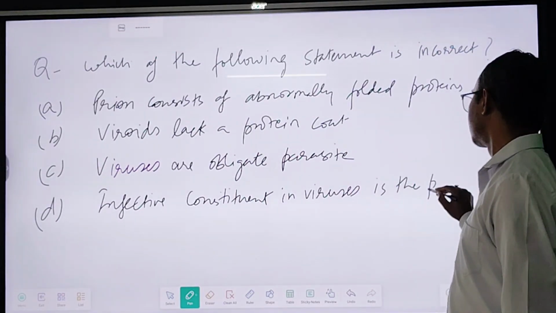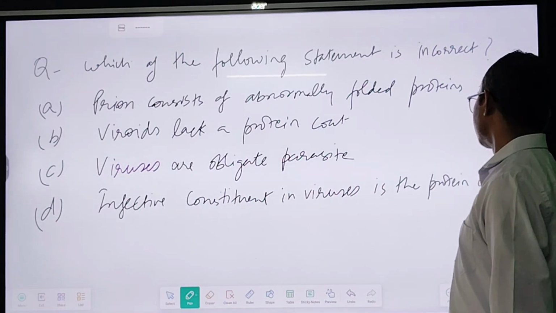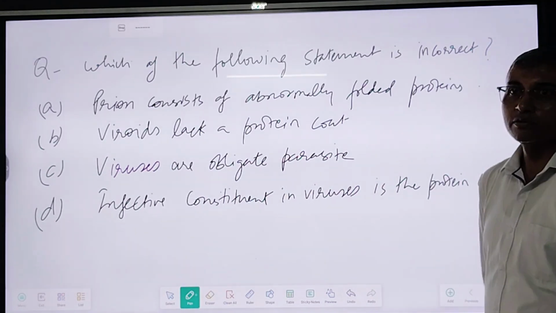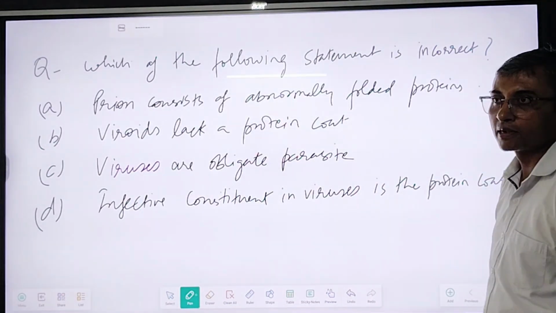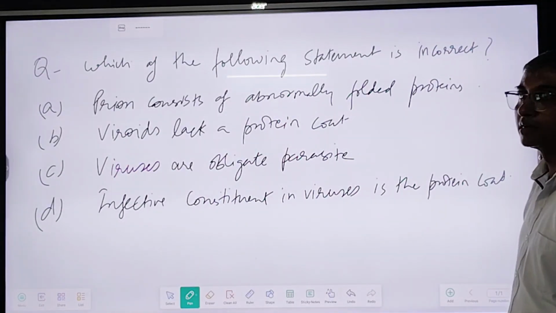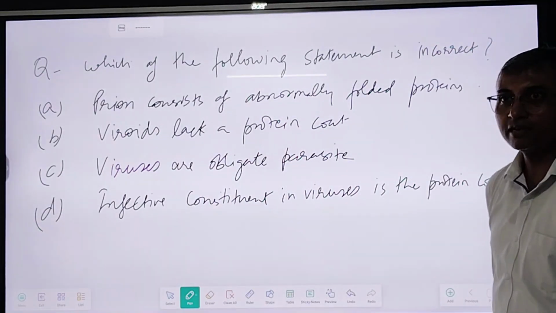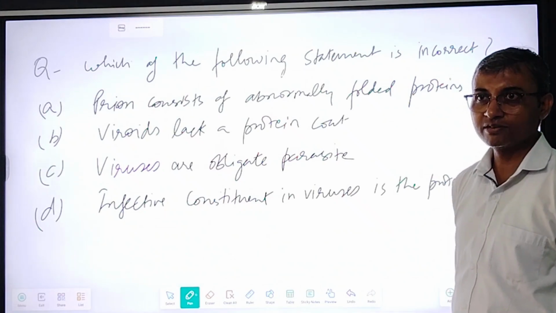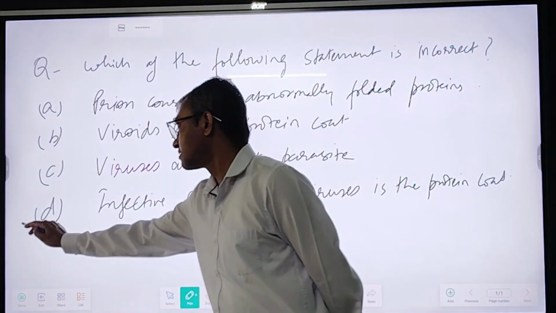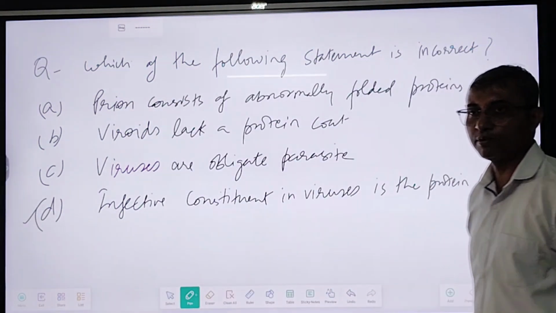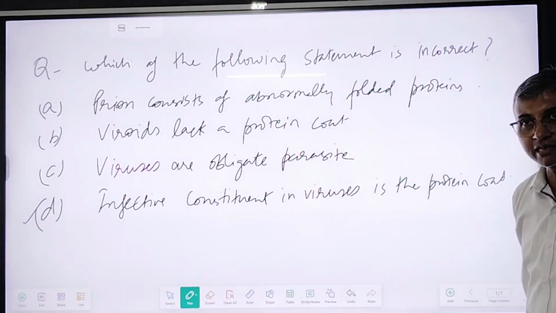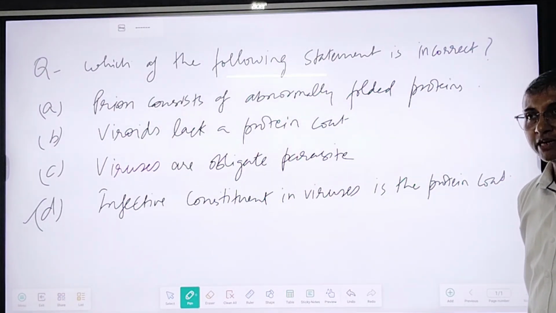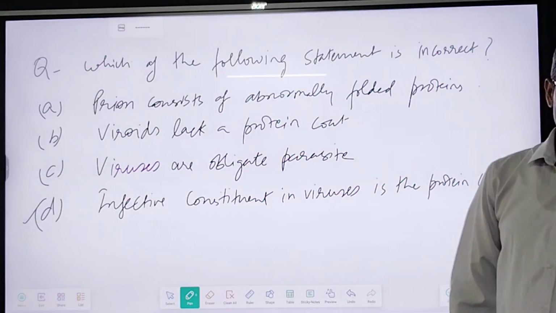So what is the correct answer? That is D. We have already seen through many experiments that the infective constituent is the genetic material that causes the infection. So this is the answer.